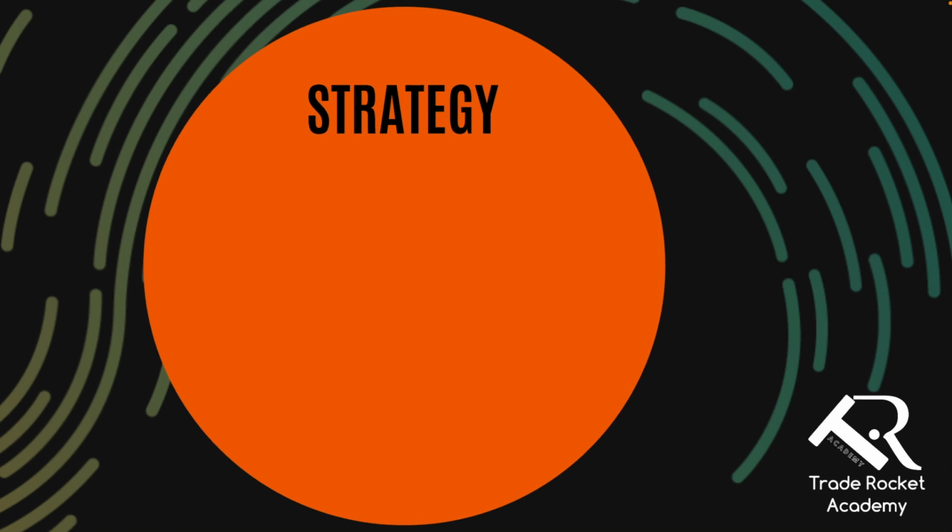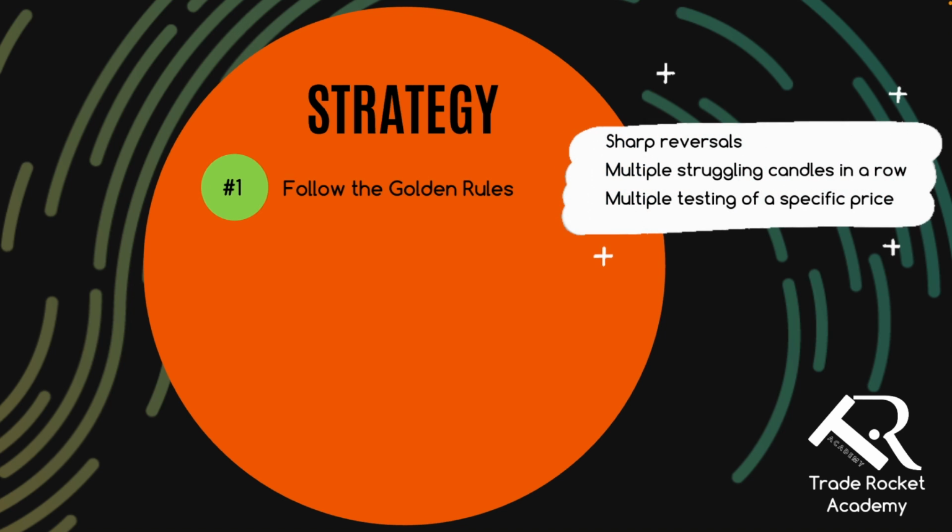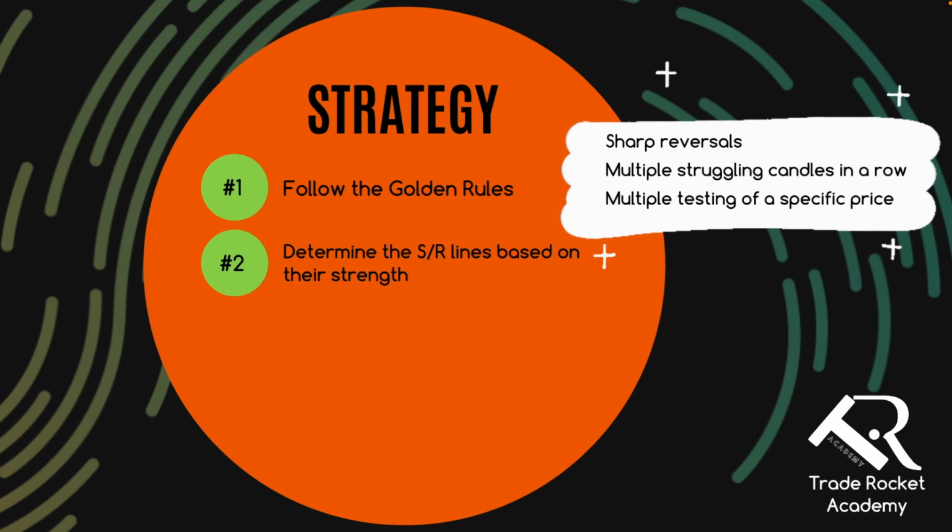There are multiple steps in this strategy. Step 1. Follow the golden rules. As a reminder, sharp reversals, multiple struggling candles in a row, and multiple testing of a certain price at different times. These are the key factors for finding your candidate resistance and support lines. Second step, order your candidate support and resistance lines based on their strength. This is an extremely important step.